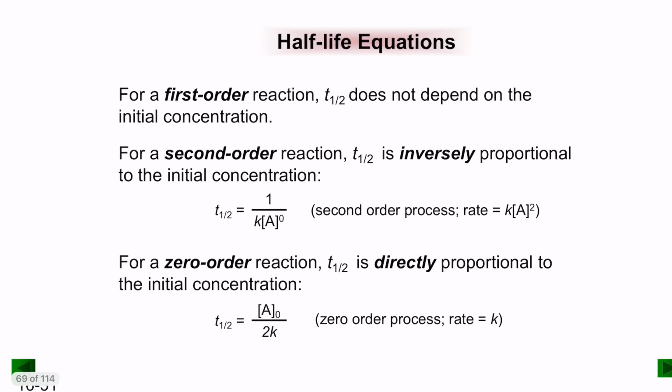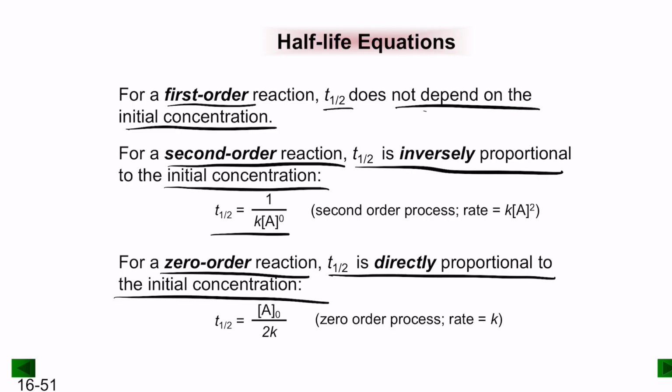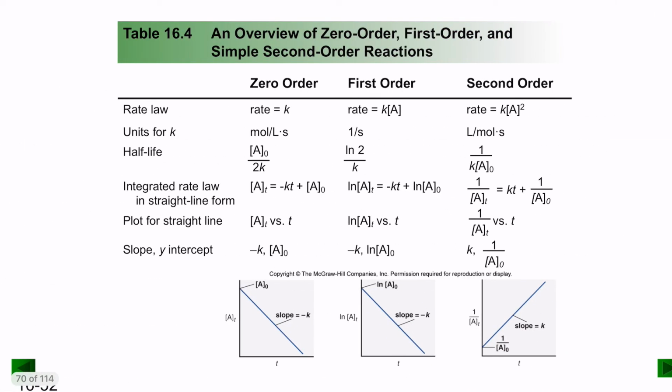Next, let's talk about the half-life equations for other orders. For first order, we determined that the T half does not depend on the initial concentration, but it does depend for second order reactions. For second order reactions, T half is inversely proportional to the initial concentration, so we can write it as 1 by k times A naught. And for zero order reactions, T half is directly proportional to the initial concentration, so it is the initial concentration by 2k. These are the two formulas for second order and zero order reactions.